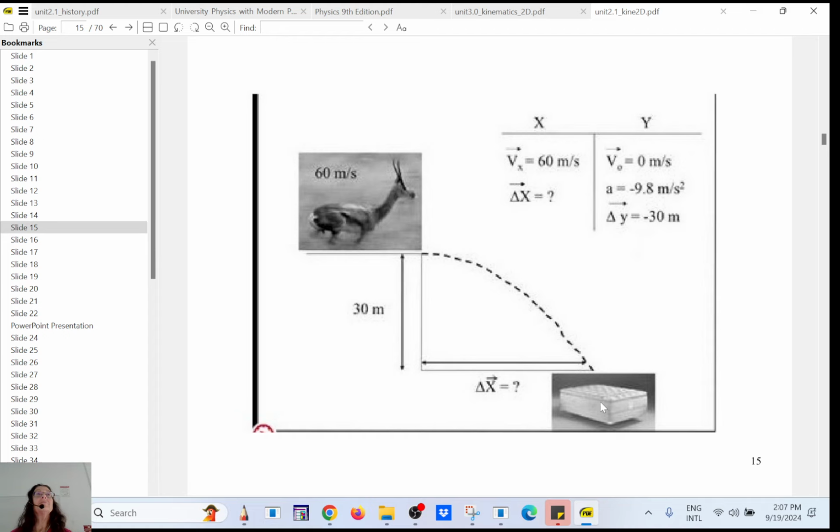Don't ask me why there was a mattress. I don't know if you have mattresses in the savannah, but you have an antelope. It's being chased by a lion or lioness, and it's up the hill. So the velocity is horizontal to begin with, and the question is find the delta x, right? The forward displacement. So don't stare, do it.